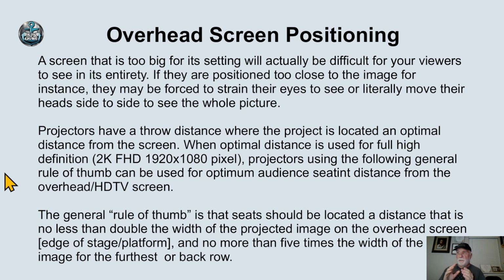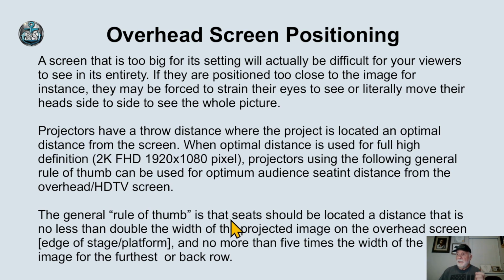This optimal distance is used for full high definition, which is what we're talking about, commonly used today, or 2K: FHD 1920 by 1080, right here. Projectors using the following general rule of thumb can be used for optimum audience seating distance from the overhead high definition TV or screen. Now, here's the general rule of thumb, and it's fairly important.